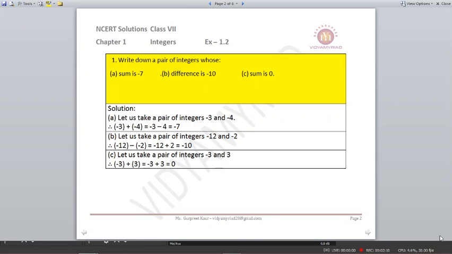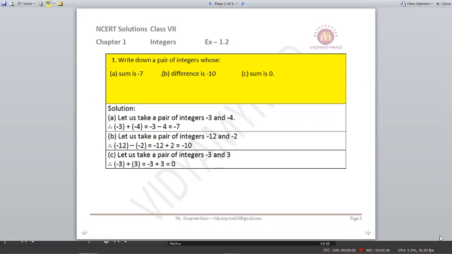First write two brackets, put a sign in between and then decide what numbers you have to take. It is not necessary, children, that you take the same pair which I have taken. You can choose any pair as per your choice. Let us take a pair of integers minus 3 and 3 to make the sum 0. You can take minus 2 and 2, minus 1 and 1, minus 5 and 5, anything you can take, because minus and plus of the same number will end up as 0.